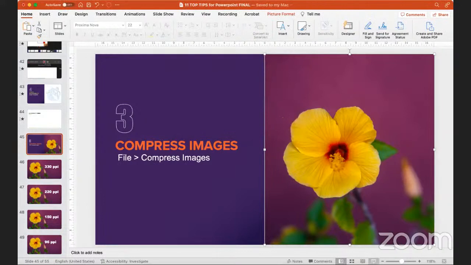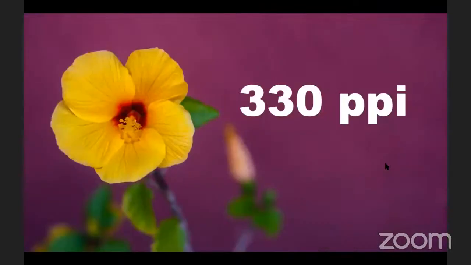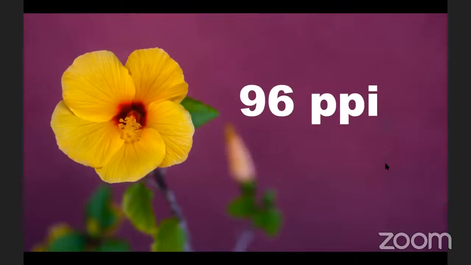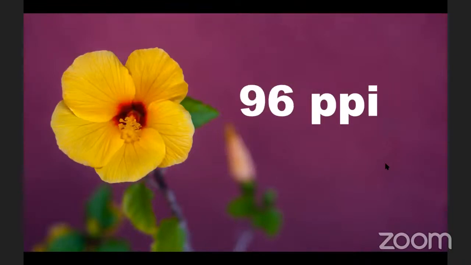So what I've done is I've compressed some of the images already so that you can see the quality. Between 300 ppi, 220 ppi and 150 ppi, there's not much difference. But once you get down to 96 ppi, which is usually for when you want to email your presentation out, you can see there is a slight variation. It's not so apparent in this image as it is an organic image.